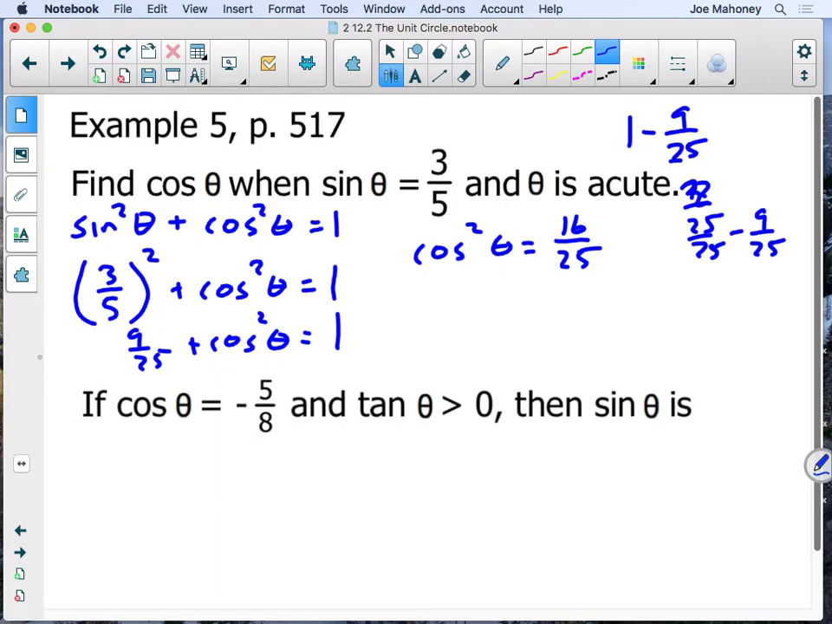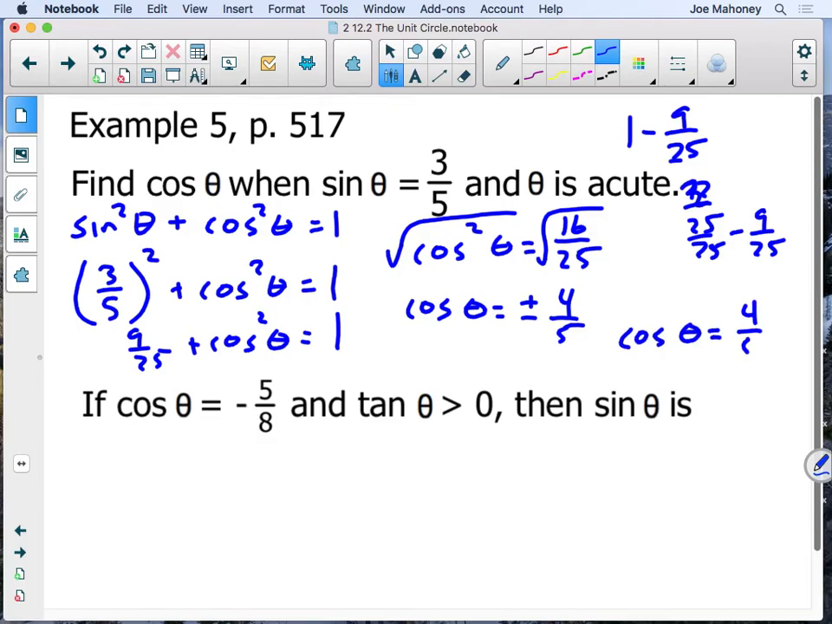This is a squared equation. It's like saying x squared equals. So let's take the square root of both sides. So I get cosine theta equals plus or minus 4/5. So which one do I choose? Remember, theta is acute. This angle is less than 90. We're in quadrant 1. Everything is positive in quadrant 1. So cosine theta then equals positive 4/5.